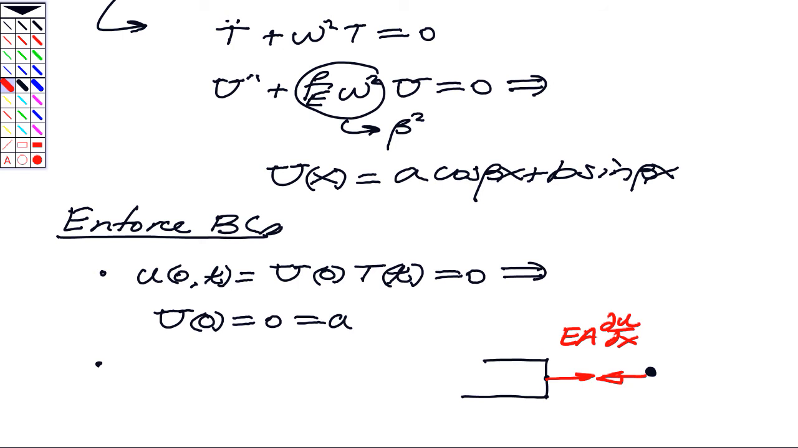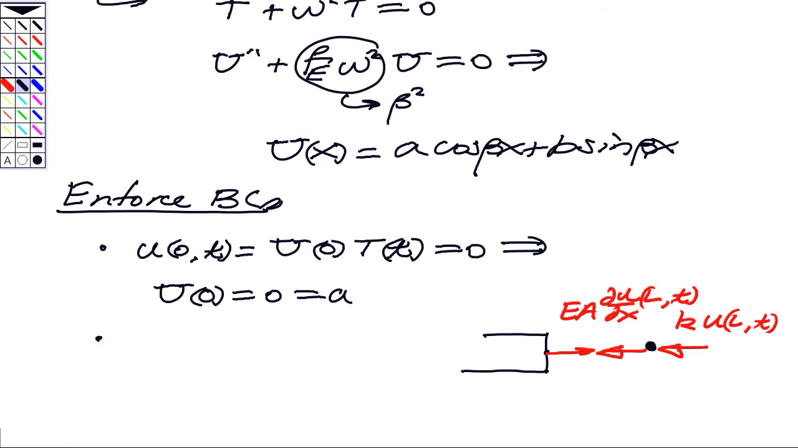There's also the spring. So this is, I should say, this is at x equal to L. The spring is there, and its force is going to be proportional to the displacement on the end. When U is positive, it means the right end of that bar is displaced to the right. The spring is compressed, so it pushes back like that.